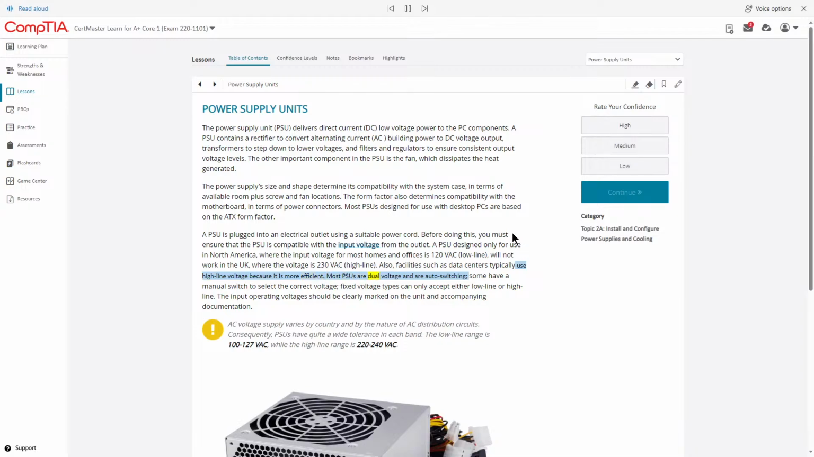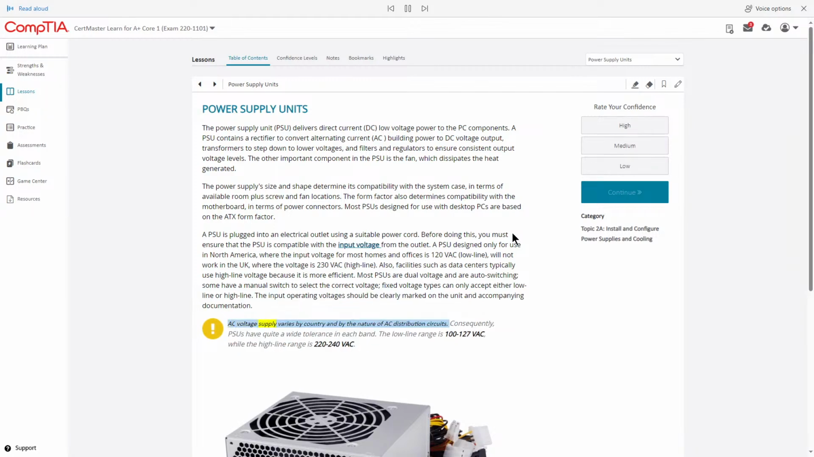Most PSUs are dual voltage and are auto switching. Some have a manual switch to select the correct voltage. Fixed voltage types can only accept either low line or high line. The input operating voltages should be clearly marked on the unit and accompanying documentation.